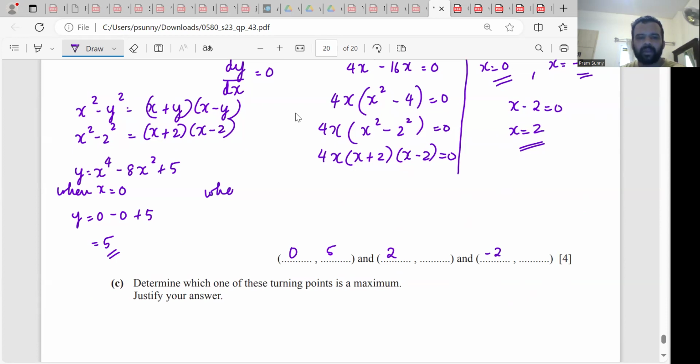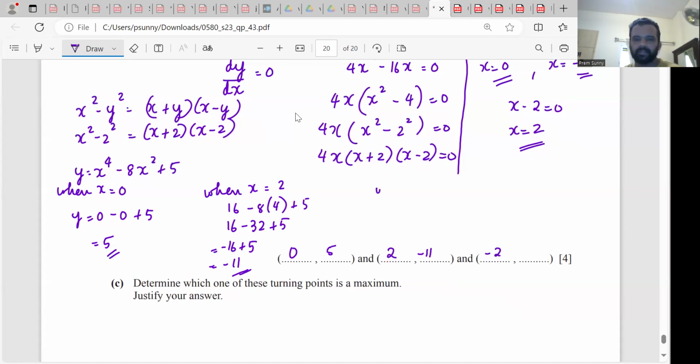Now what happens when x is equal to 2? 2 to the power of 4 is 16, minus 8 into 2 square is 4, plus 5. 16 minus 32 plus 5. 16 minus 32 is minus 16 plus 5. That will give me minus 11. So when x is 2, y is minus 11.